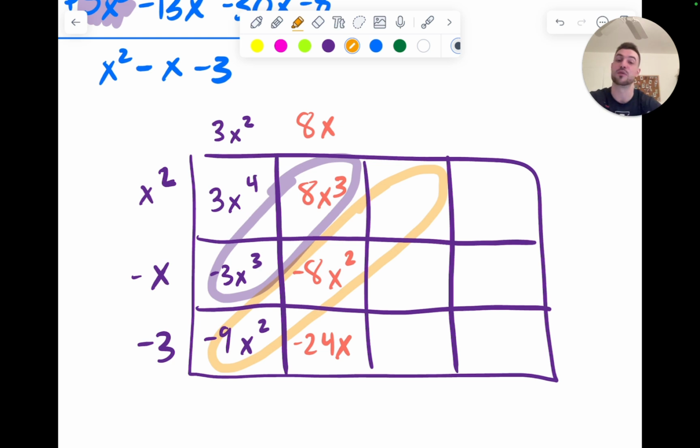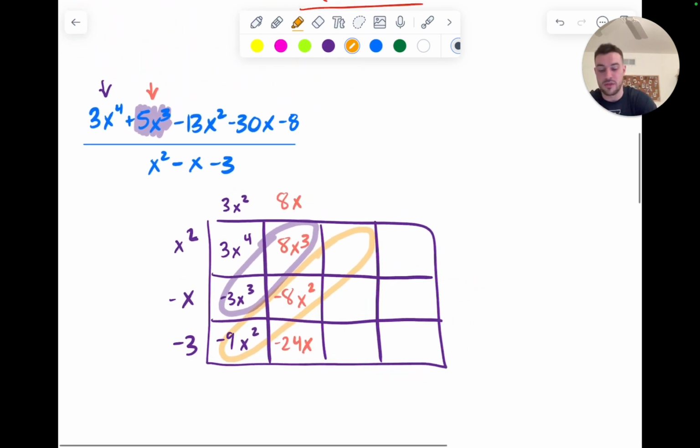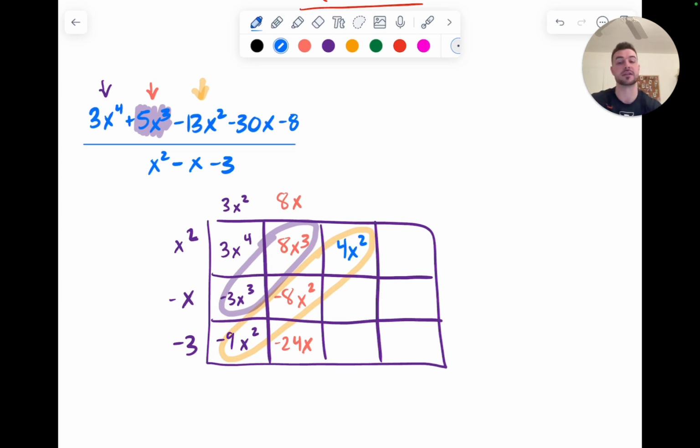I need these three diagonals to add to my third term here, which is negative 13x squared. Well, I've got a negative 9x squared, and I have a negative 8x squared. Negative 9 and negative 8 gives me a negative 17x squared, which is close, but I am going to need, sorry, that's a negative 17, so I need a positive 4x squared in order for those diagonals to add up to my third term. All right, let's keep the process going.